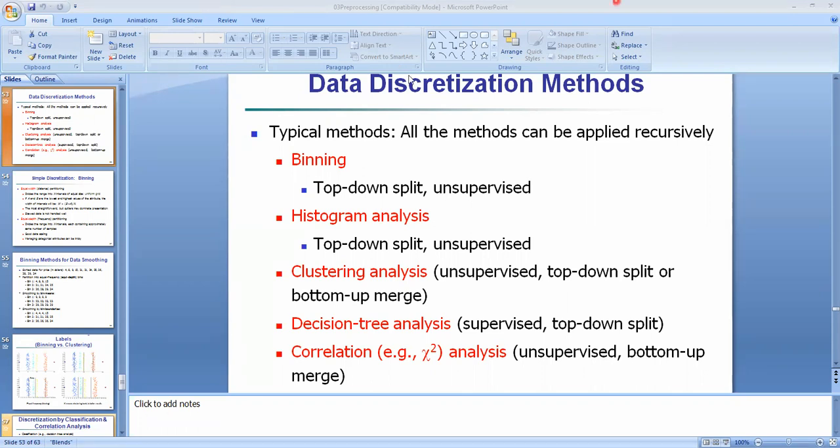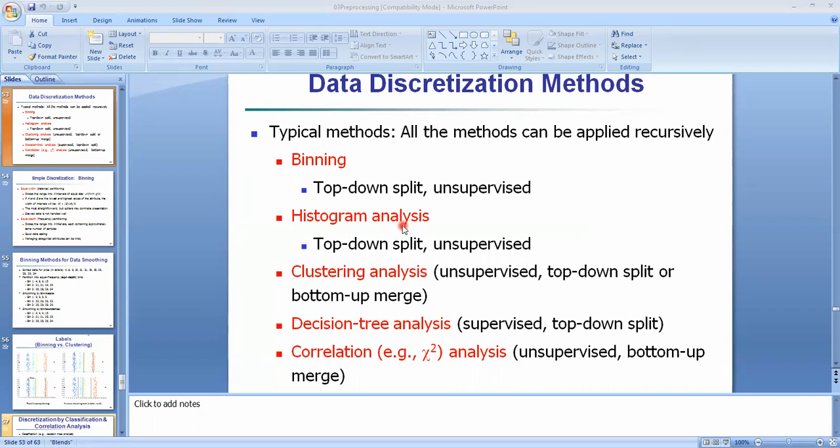Another method is histogram analysis, which we saw a few days ago. It is also a top down split and an unsupervised method. In a histogram, you take a particular range or frequency band and show it on the histogram, on the x and y axis.